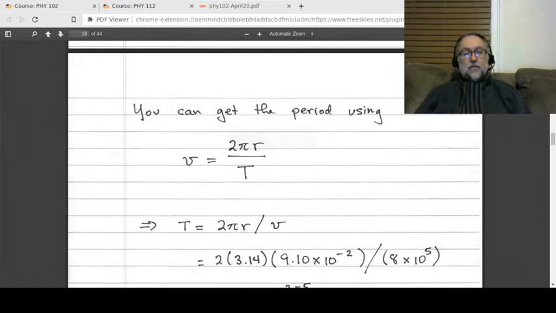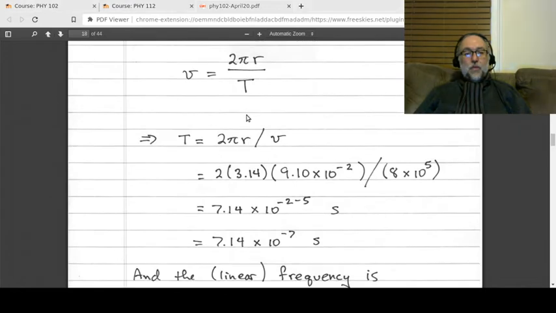So we're going to solve for capital T. Just rearrange this here. You get that T is equal to 2 pi r over v. Substitute in all the numbers that we have above, and you find that it's 7.14 times 10 to the minus 7 seconds. That is a very short time. The electron is doing a loop which has a radius of about 9 centimeters, or a diameter of about 18 centimeters, but it's doing it extremely fast. This is like 10 to the minus 7. If I move the decimal over like 0.7, that would be 10 to the minus 6. So we're down into the microsecond range.